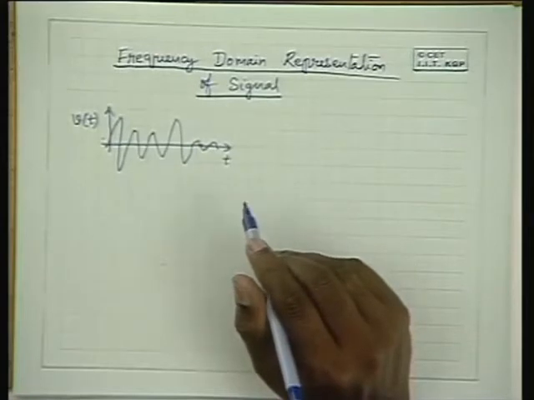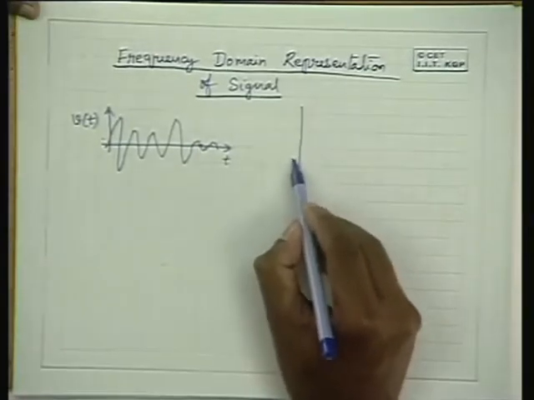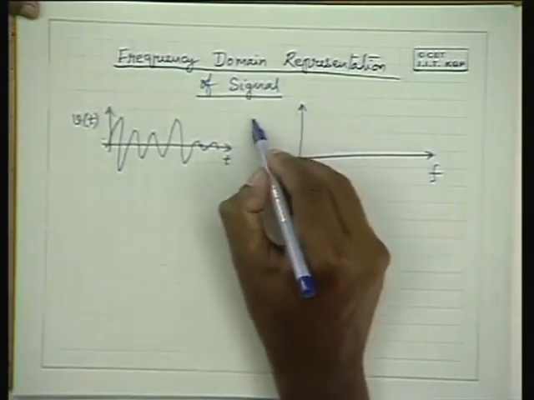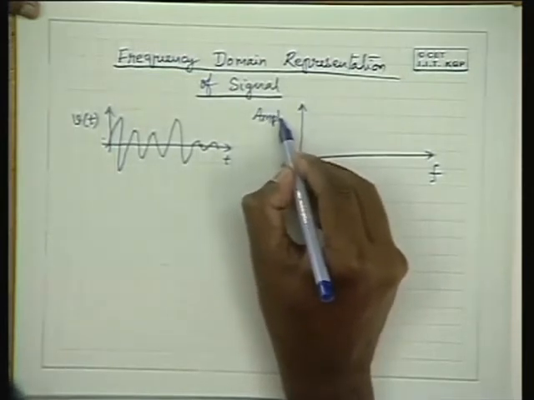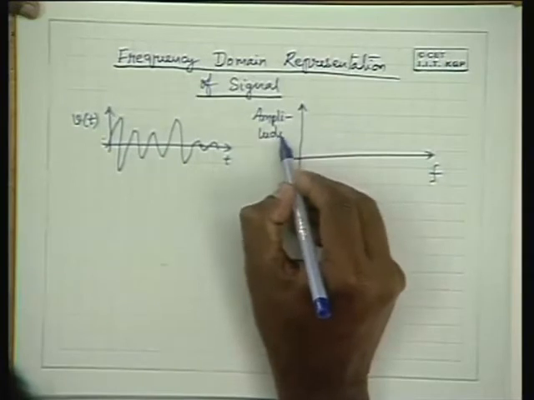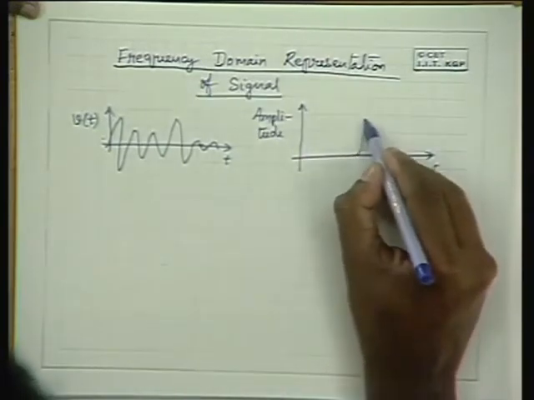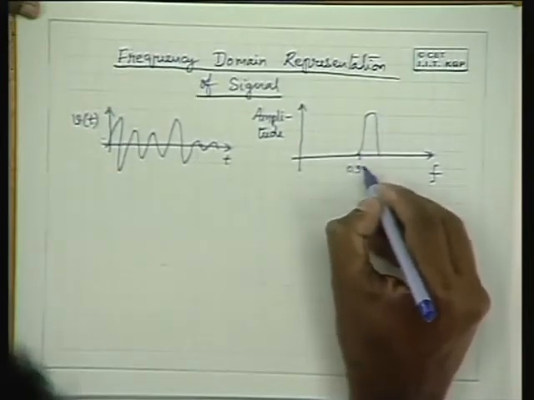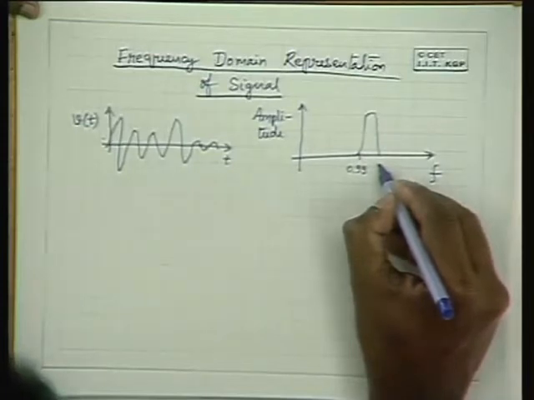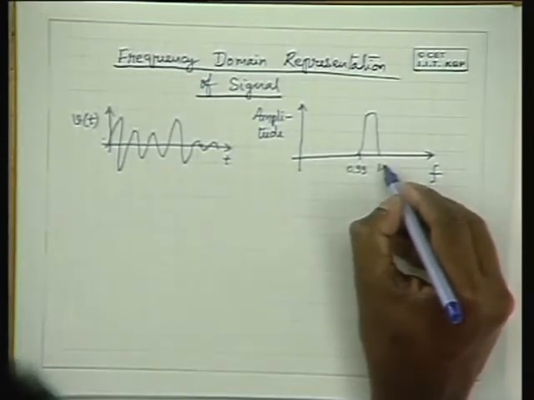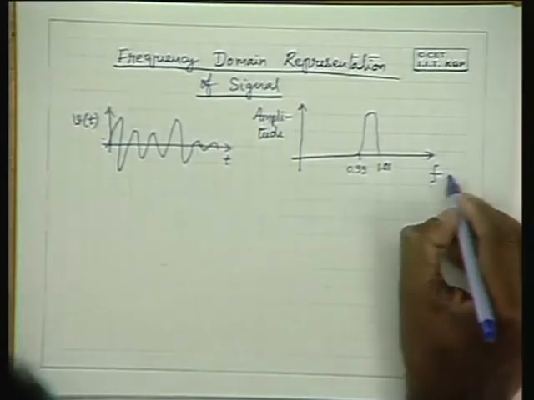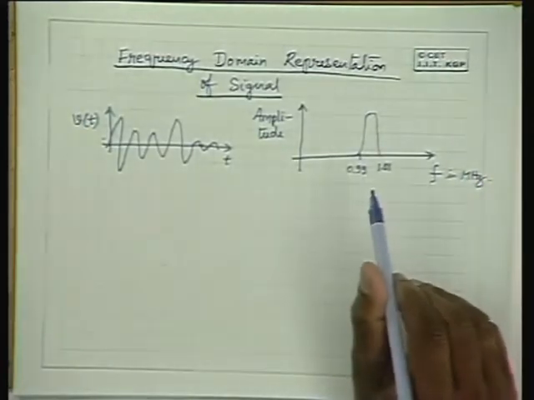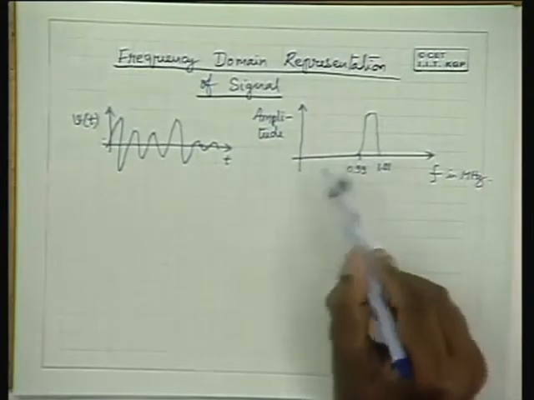Okay, if you look at the time waveform. On the other hand, when you look at the spectrum, spectrum means frequency versus amplitude plot. So like this, say this is 0.99 megahertz and say this is 1.01 megahertz. So this is the spectrum of the signal, and I'll explain what it means.